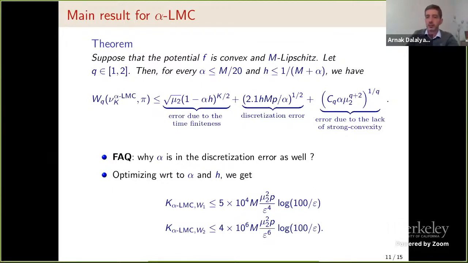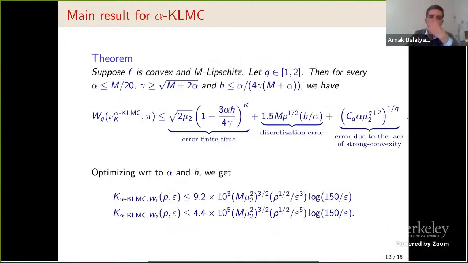There is exactly the same form of upper bound for the kinetic Langevin Monte Carlo, penalized by this quadratic penalty as well. Of course, here the situation is a bit harder from a technical point of view because there is this friction parameter gamma, which is also entering into play.